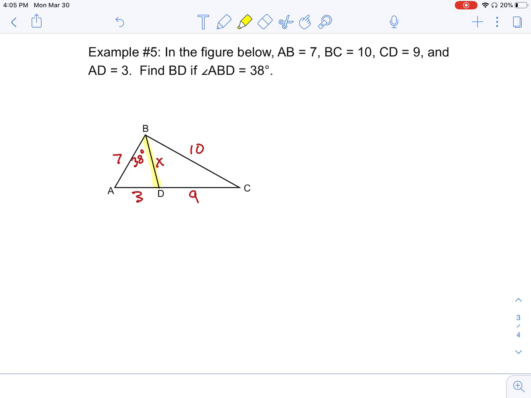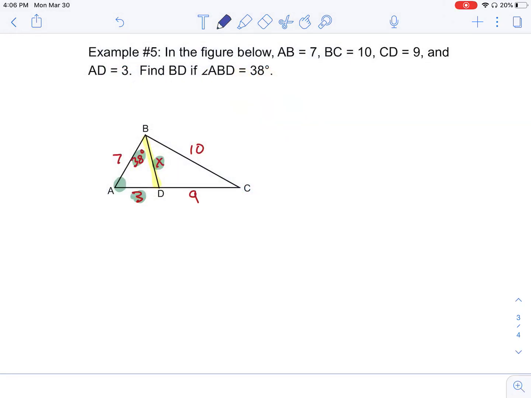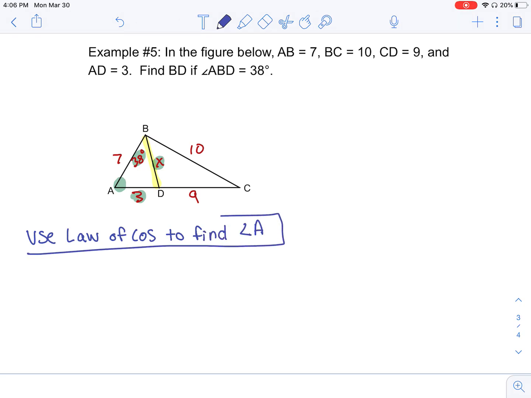If I look at this smaller triangle ABD, I have an angle-side relationship that I could use with law of sines to find x. But in order to do that, I'm going to need to find angle A first. So I need to use law of sines or law of cosines to find angle A. That's my first step.